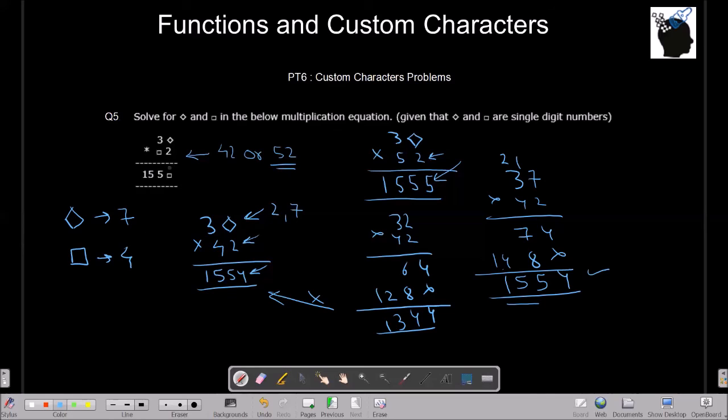So to solve this kind of problems, you need to take the possible cases first and then you need to try it out to get your final answer. Hope you are able to understand the theory of functions and know about the domain and range and what are the types of problems which typically come in functions and custom characters.